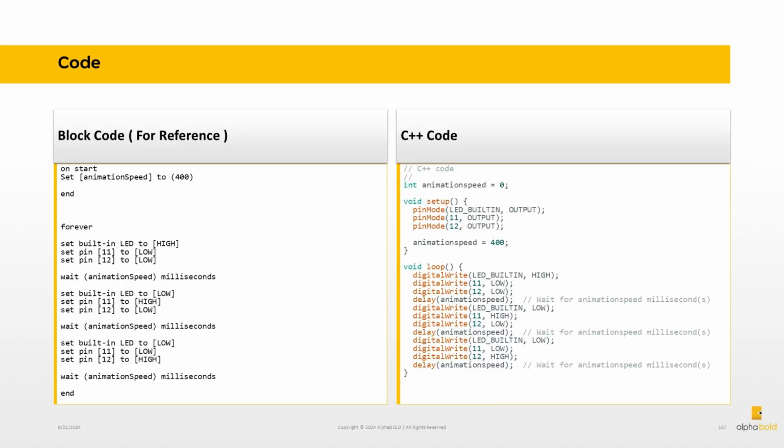The C++ code controls 3 LEDs, the built-in LED and LEDs connected to digital pins 11 and 12, in a sequential blinking pattern.